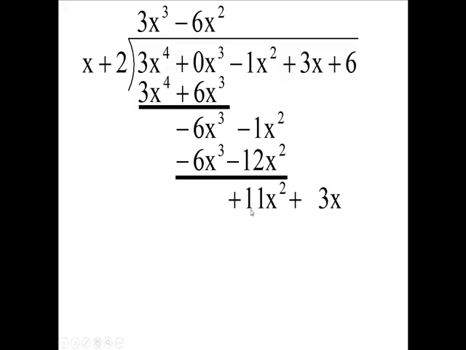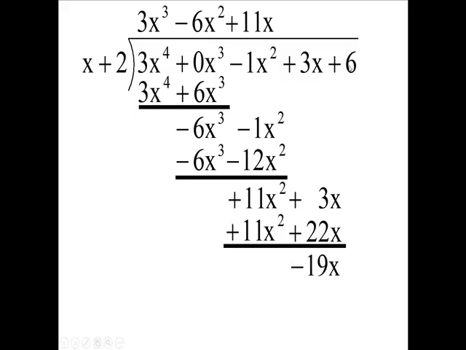Now divide 11x squared by x. That'll go 11x. 11x times x, 11x times 2. Change the signs of these. This will be a minus 11 and a minus 22. Subtracting, we're changing the sign. This will be a negative 22 plus 3.